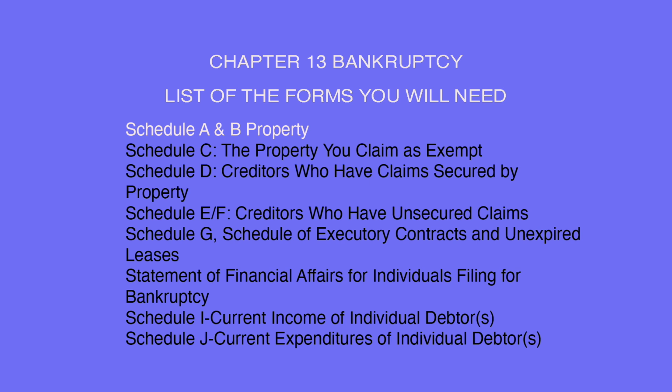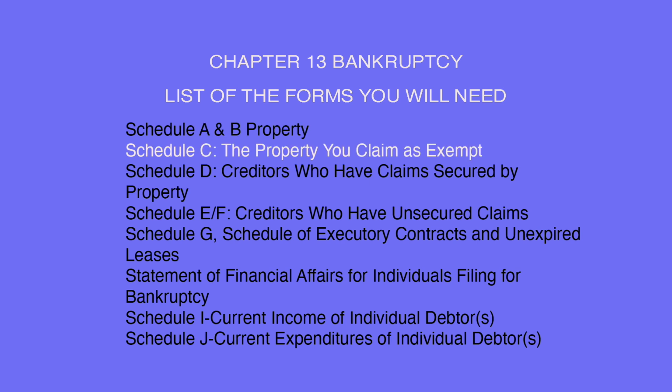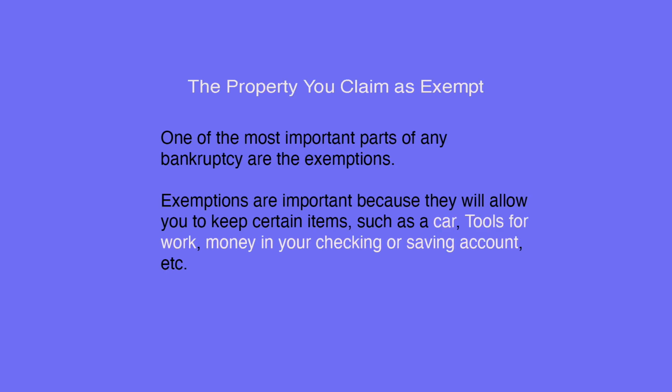Schedule A and B, Property. Schedule C, the property you claim as exempt. One of the most important parts of any bankruptcy are the exemptions. Exemptions are important because they will allow you to keep certain items, such as a car, tools for work, money in your checking or savings account, etc.